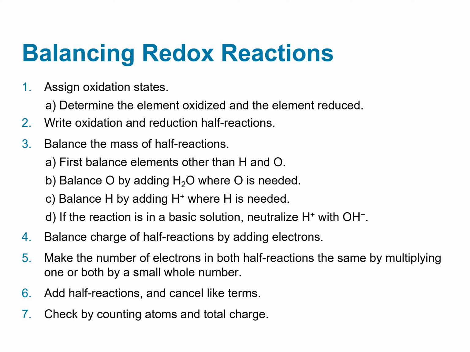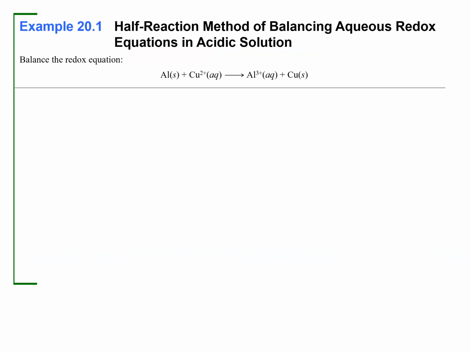After we've got everything balanced by mass, we balance the charge of the half reactions by adding electrons. And then we make the number of electrons in both half reactions the same by multiplying one or both sides by a whole number, which gets them to a common factor. And then we just put them together, cancel like terms, count everything up to double check, and we're good to go. So let's see what this looks like.